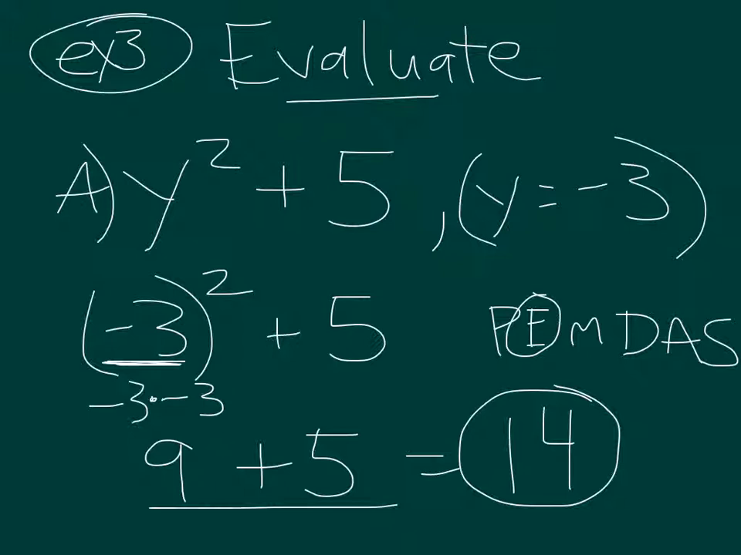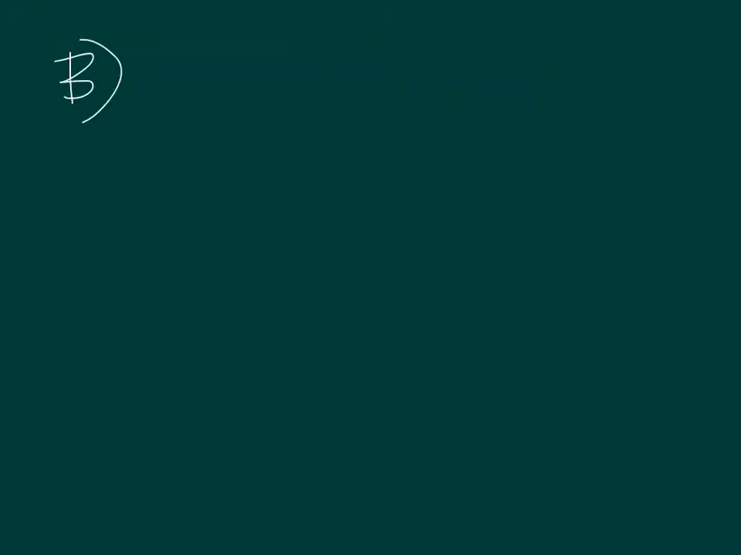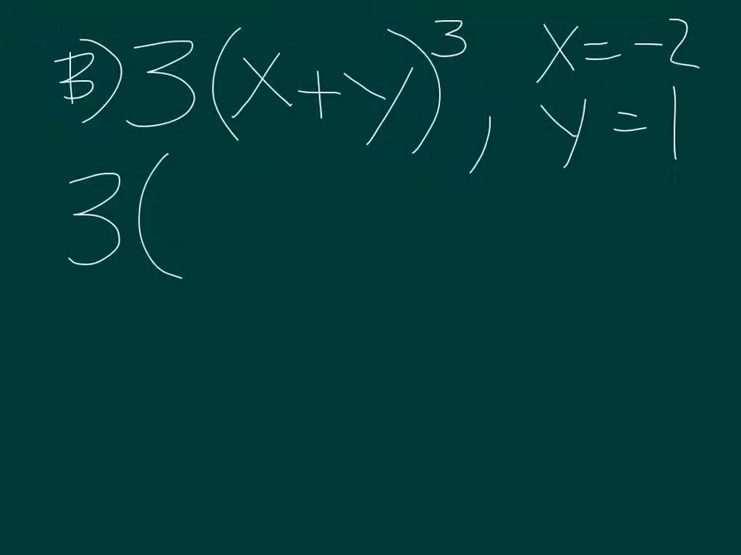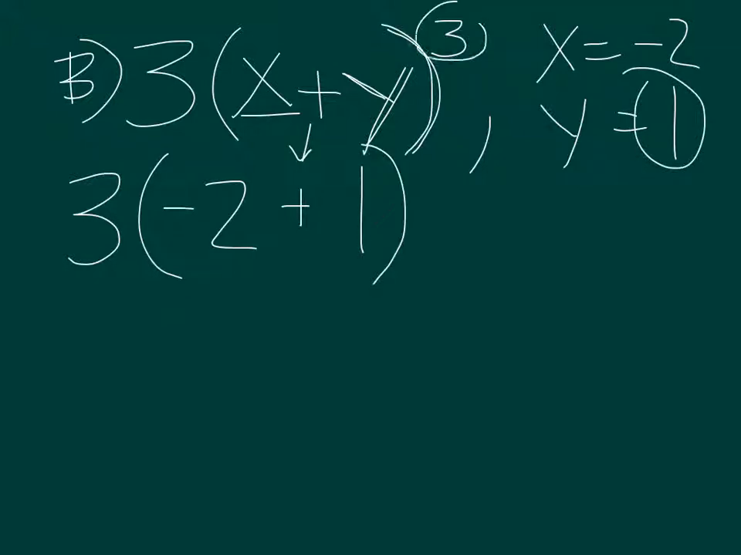Let's try example B. Letter B says 3 times the quantity x plus y to the third power. And then it tells you that x is negative 2 and y is positive 1. So we're going to plug those numbers in. So all I'm doing, just like a formula, rewrite the formula but put the numbers in. X is negative 2. Plus sign drops down. Y is next. Y is 1. Parentheses, and then 3. So we put a little 3 there. Solve this problem using order of operations.